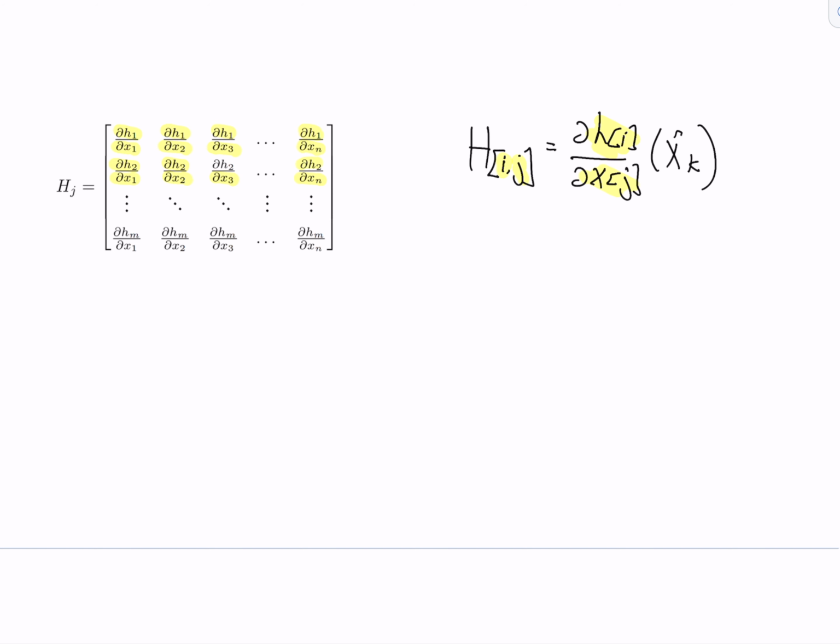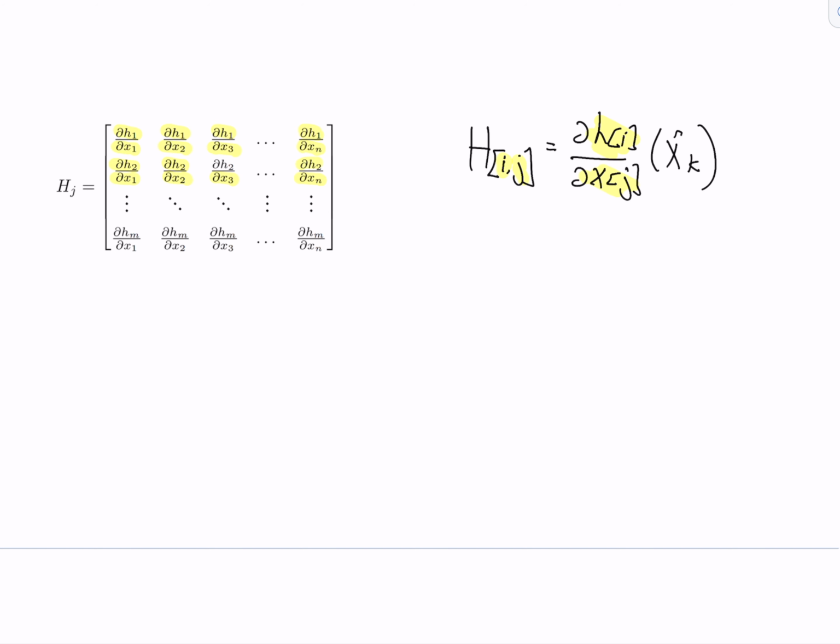Notice that in the first row, we have the partial derivative of h1, in the second row, we have the partial derivative of h2, and in the third row, we have the partial derivative of h3, and so on and so forth. In the first column, we have the partial derivative with respect to the first element in the state vector, x1. In the second column, we have the partial derivatives with respect to the second element in the state vector, x2, and so on.